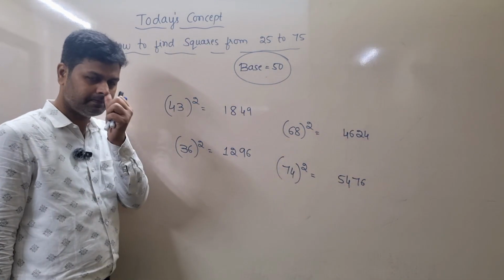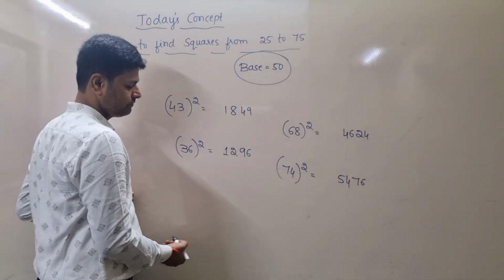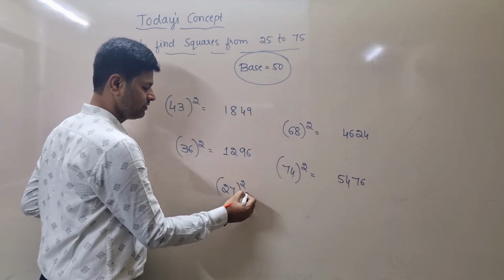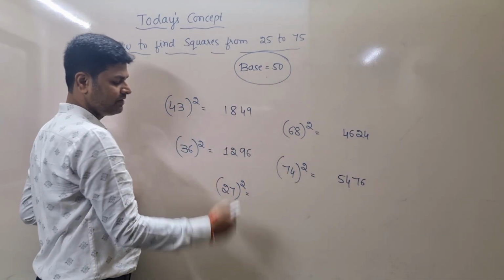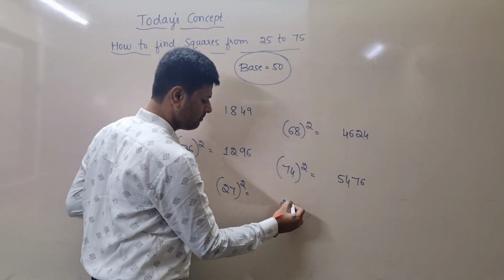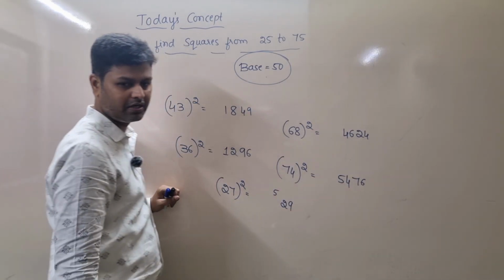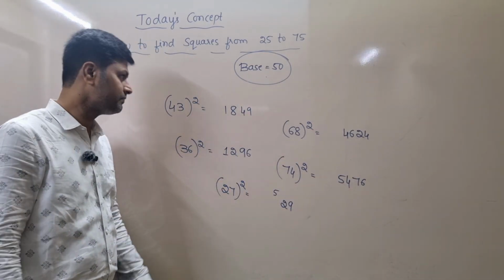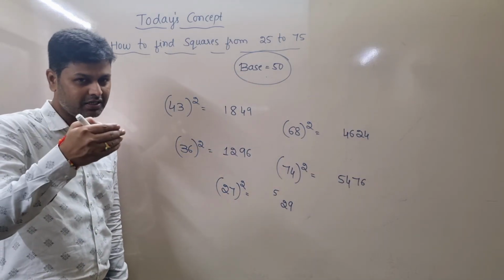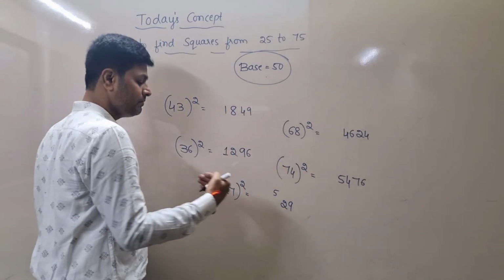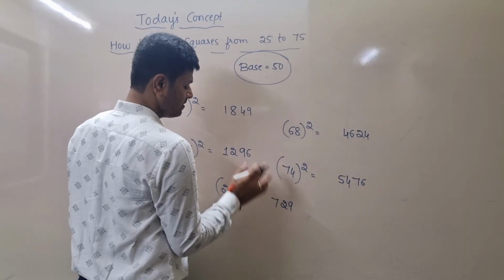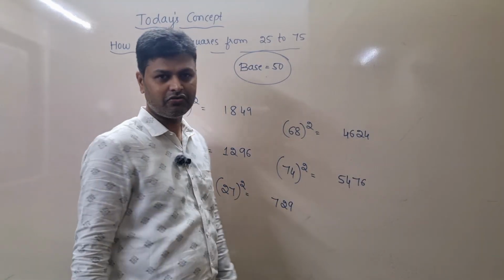Now we'll take one more example. Suppose I am talking about 27 square. Compared to 50, 27 is 23 less. So 23 square is 529. But our condition is only a 2-digit number you have to consider, so the leftward 5 will be carried forward. Now compared to 50, 27 is 23 less, so that 23 you subtract from 25. So 25 minus 23 is 2, plus this 5, total will be 7. So 27 square is 729.